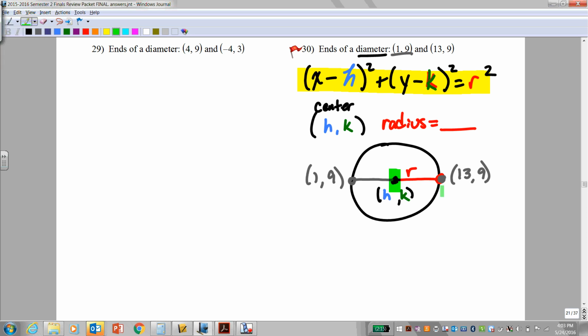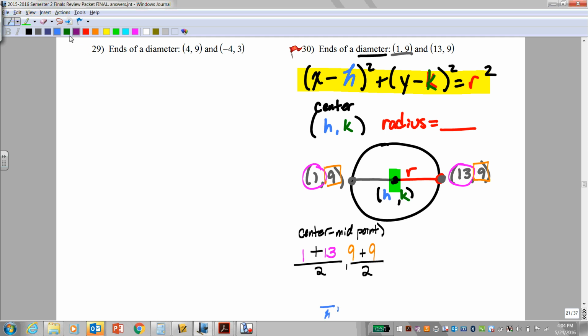Well, we know our h, k is our center. And to find that center, we're going to use the midpoint equation because the center of the circle is the midpoint. So we add the x's, divide by 2, add the y's, divide by 2. You're going to use that to get your h and your k.